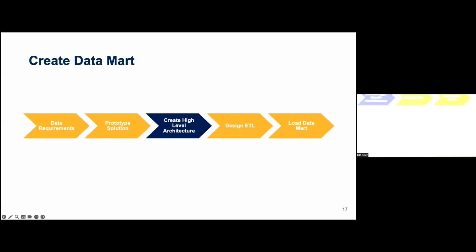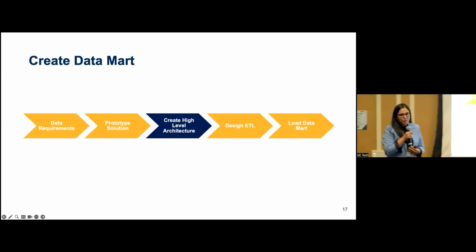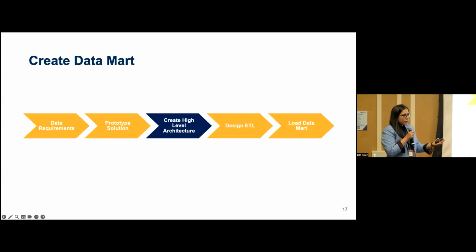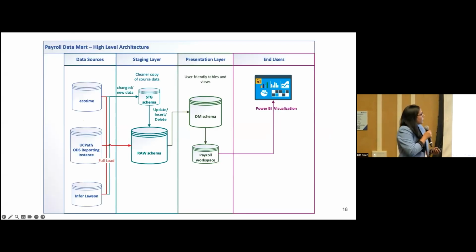Okay, so far we have our data requirements down. We know the base tables from which we want to extract the data, and we have already prototyped a solution. So the next step is to build the architecture. This is a very high level view of our architecture diagram. As you see on the left side, we have our data sources: EcoTime, which has the time and attendance data, UCPath, which has the HR data, and from InfoLawson, we are just getting the cost center data.